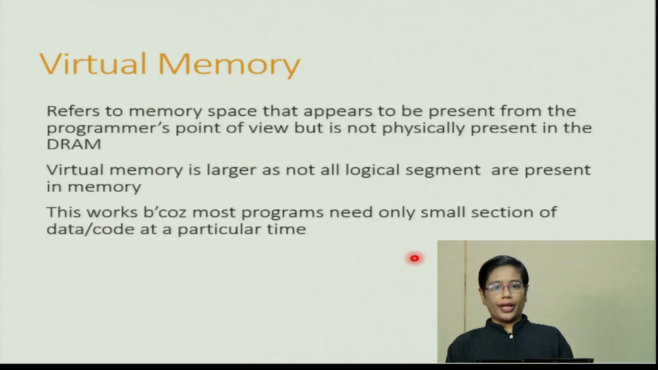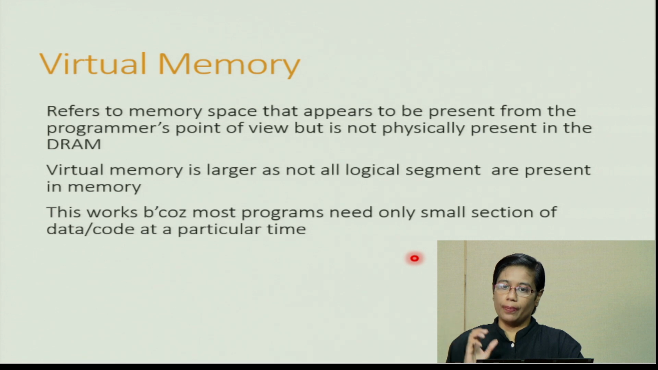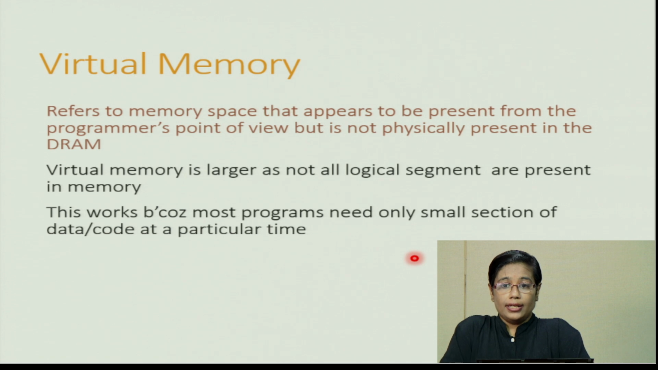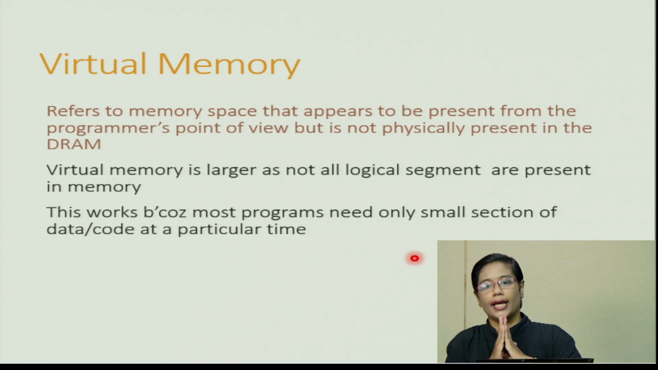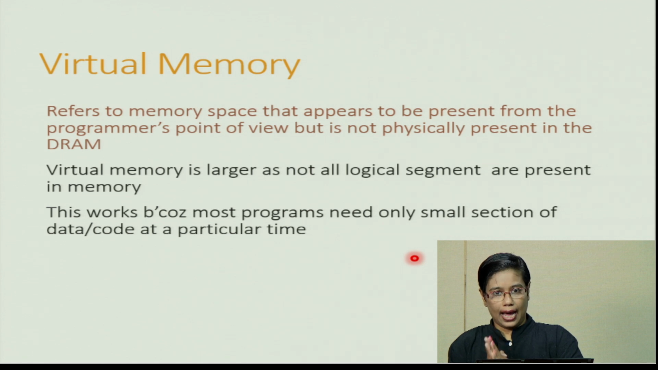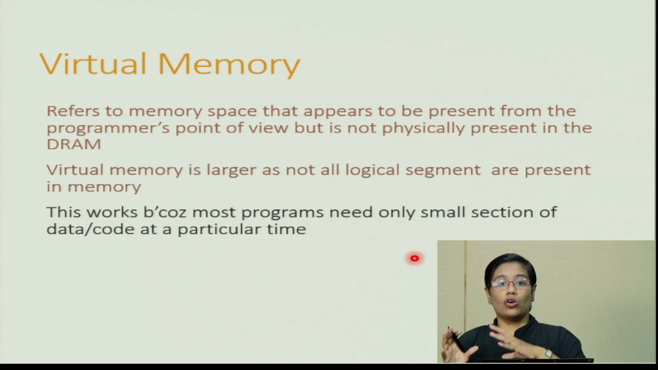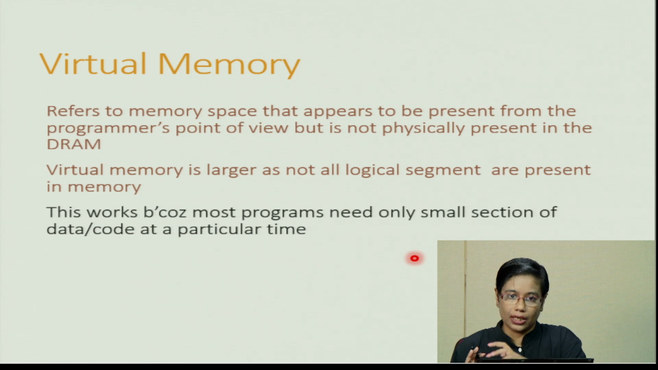Now, whenever we are talking about virtual memory, what does virtual memory actually mean? It refers to the memory space that appears to be present for a programmer. So for a programmer looking at an 80386 or 80486 address space, it will look like there is 64 TB of memory available. But 64 TB of memory is not physically available in 80386 or 486, which is going to have only 4 GB of memory. Virtual memory is larger, as not all logical segments are going to be stored in the physical memory.